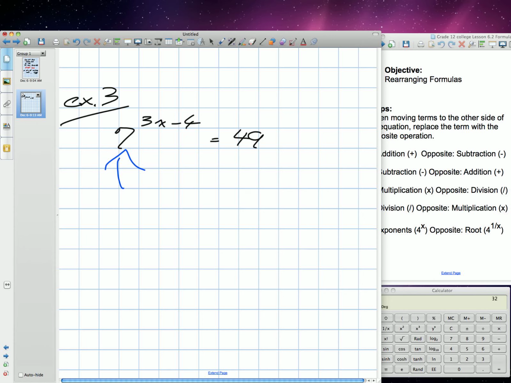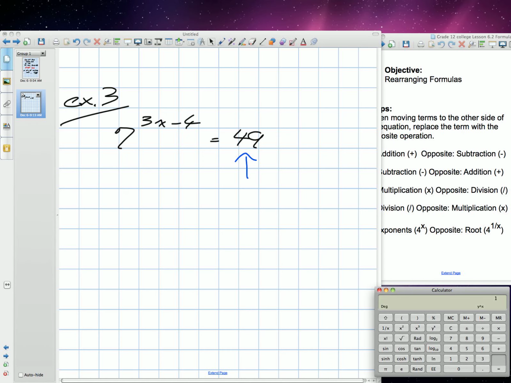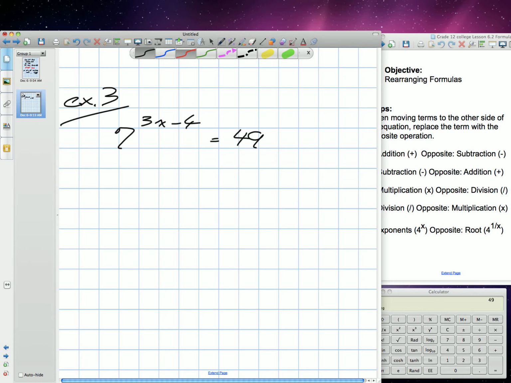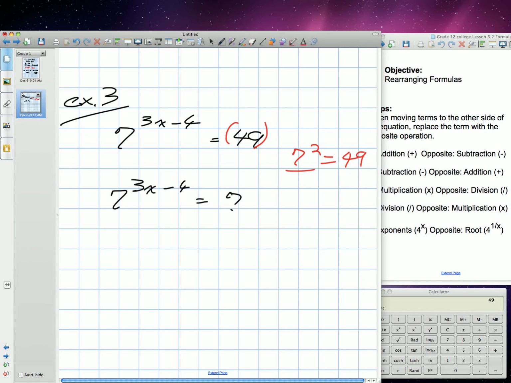This is our trial and error method. Let's do 7 to the power of 2, 49. Right away we got it. So what that's saying is, we just discovered on that calculator that 7 to the power of 2 is equal to 49. So I'm going to replace 49 with 7 to the power of 2. So we end up with 7 to the power of 3x minus 4 is equal to 7 to the power of 2. Now that we have that, essentially we can drop the base, 7 and 7, from this equation. Think of them as being irrelevant or they cancel each other out.